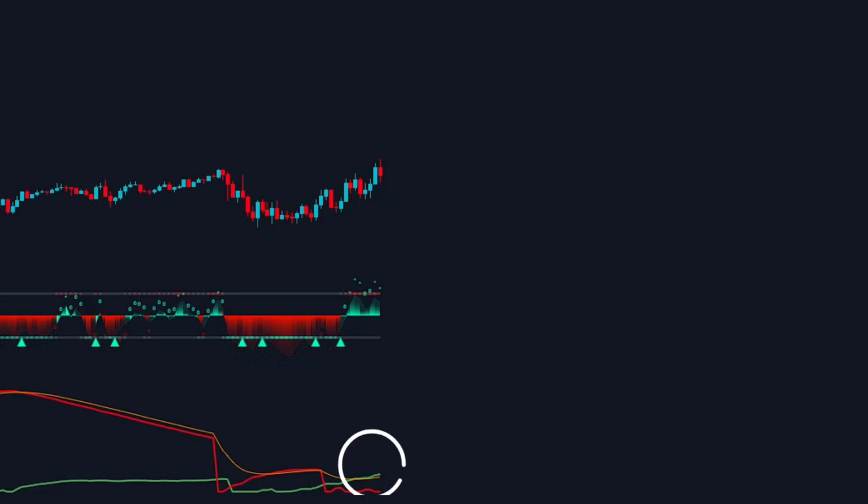Conversely, when the green line crosses above the orange line and our histogram isn't overbought, it's time to go long.